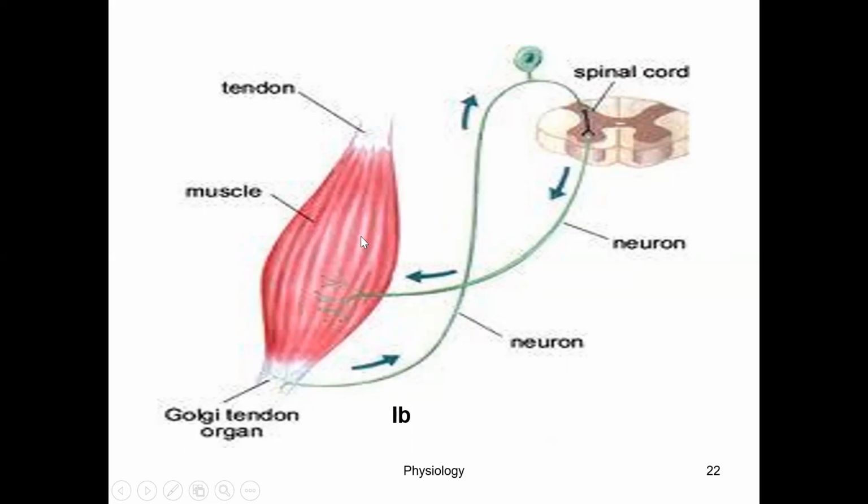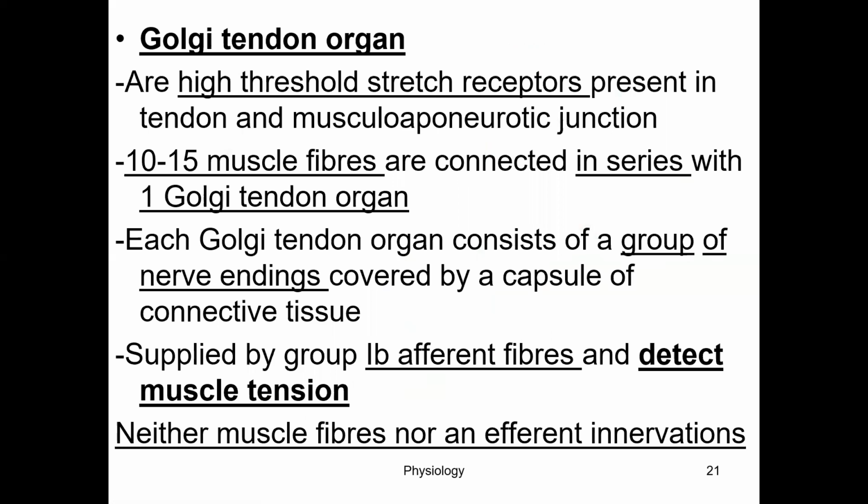So suppose there is an increase in the muscle tension, it will cause a relaxation of the muscle by stimulating these 1B fibers. Okay, so this is about the Golgi tendon organ. It detects the tension in the muscle.